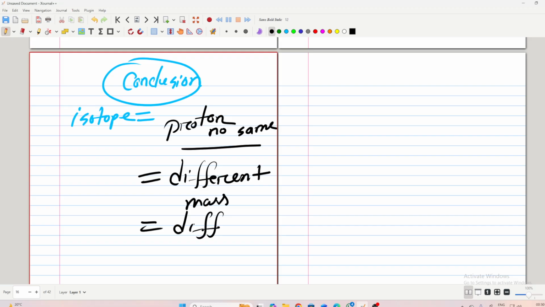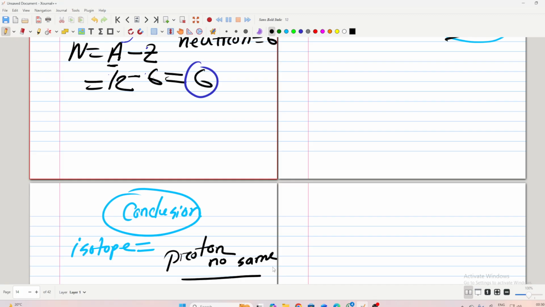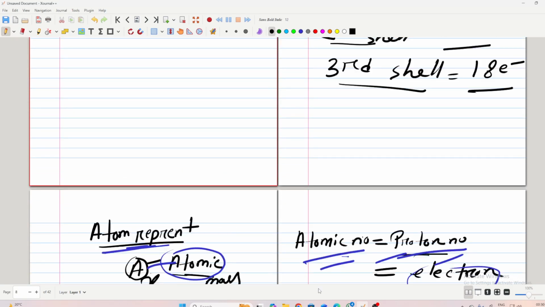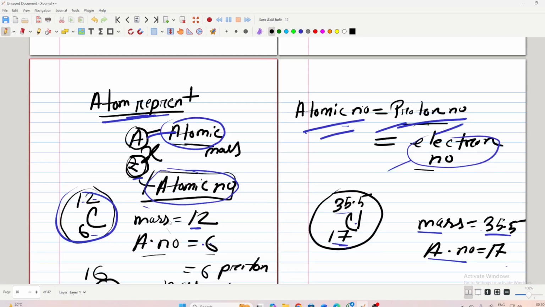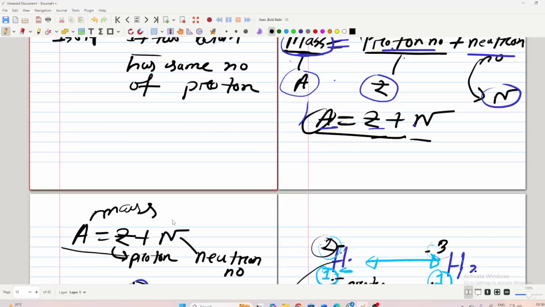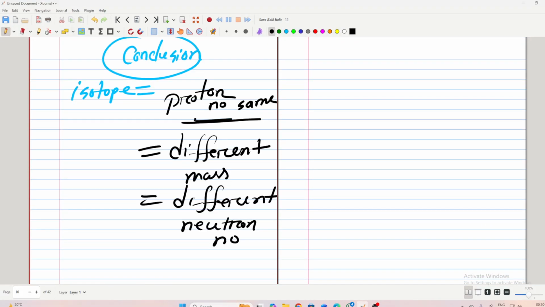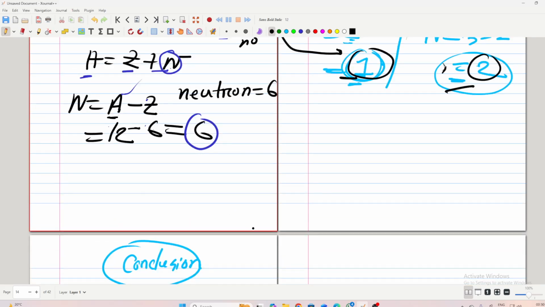and different neutron number. Am I clear about this topic? So we have learned about the atomic representation, what an isotope is, and we have also learned that isotopes have the same number of protons but different mass and different number of neutrons. Am I clear about this? So this was our first topic.